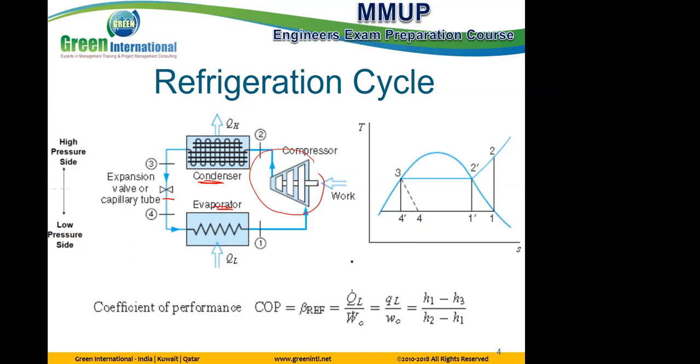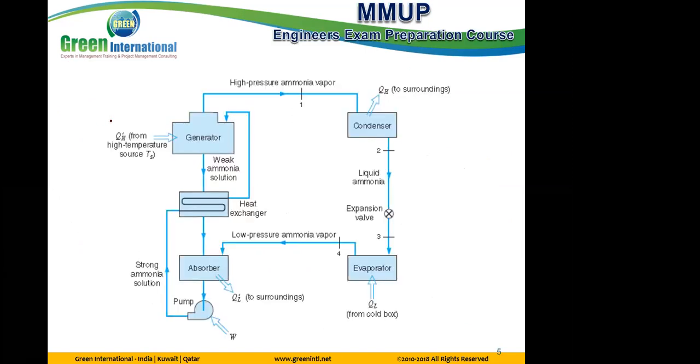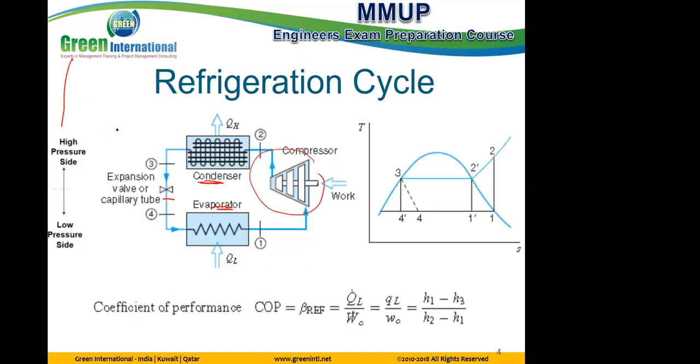Here it's presented by TS diagram, but I'd like to present it by PH diagram, the preferred one. For the refrigeration cycle on the PH diagram, we will find something like this. This cycle is working between 2 pressure levels, high pressure level and low pressure level.